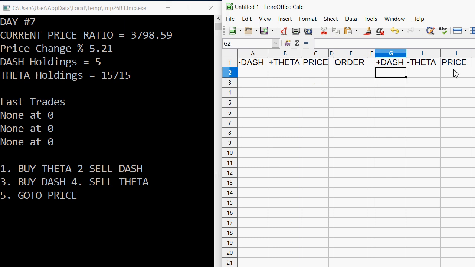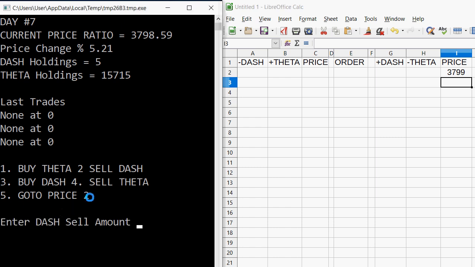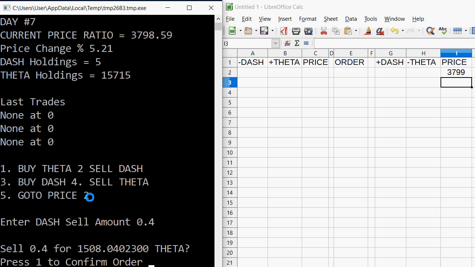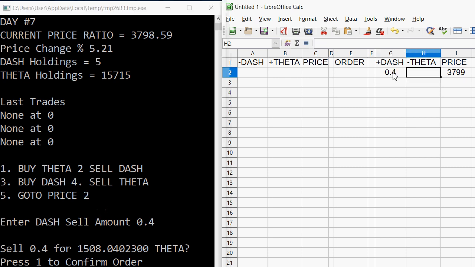It's almost like you have the opportunity to short this market at 37.98. I'm just going to put in 37.99 here. And when the market goes up, I'm going to use number 2, sell dash. How many do I want to sell? Well, because I'm looking for bigger moves if it goes much higher, I really want to sell very, very small amounts. Even 10% is a lot right now. So I'm going to go 0.4. And in that, I would get about 1,508 on the other side.